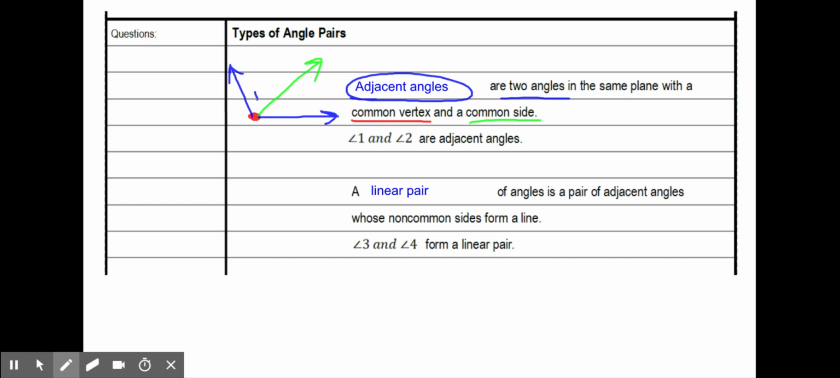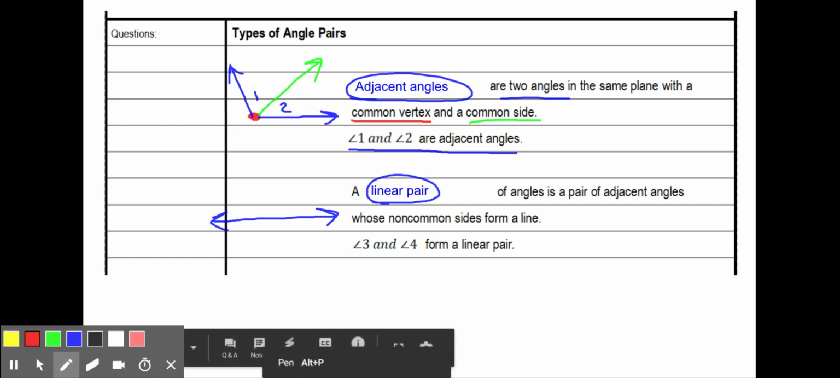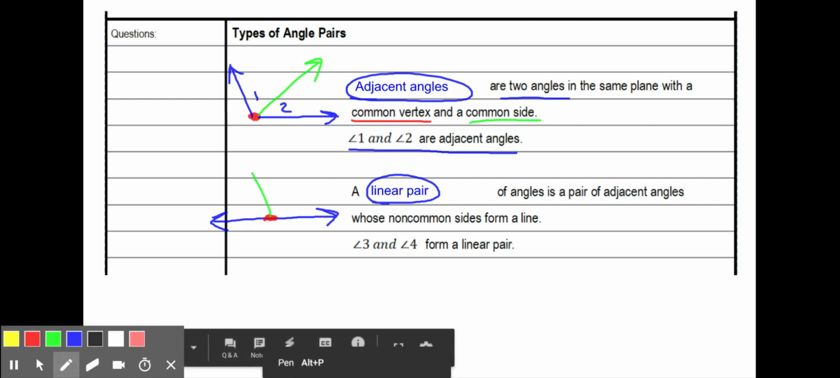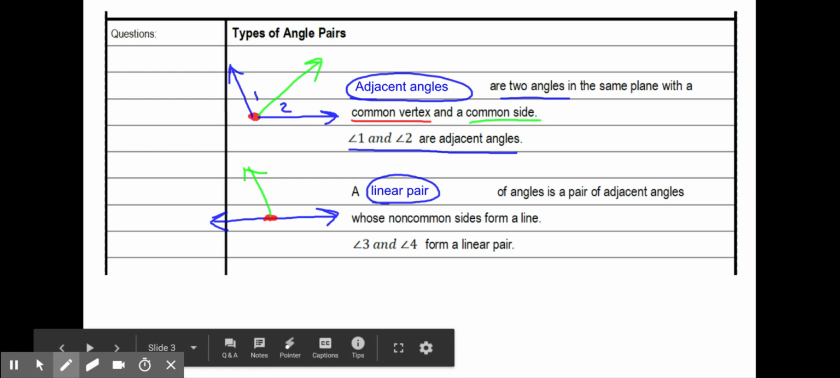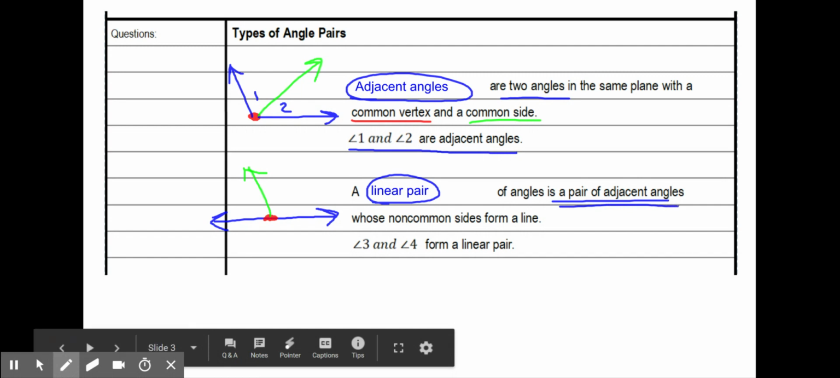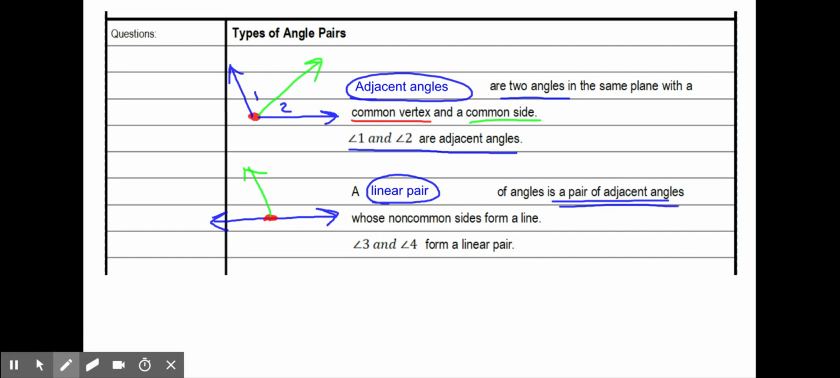So if I label these angle 1 and angle 2, we can say angle 1 and angle 2 are adjacent angles. A special form of adjacent angles is called a linear pair. So a linear pair just means two adjacent angles, so we must have a common vertex and we must have a common side. Okay, so we have a pair of adjacent angles. So everything that is true for adjacent angles has to be true for a linear pair whose non-common side forms a line. And we can say that angle 3 and angle 4 form a linear pair.